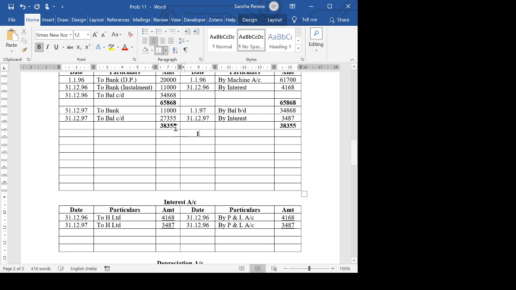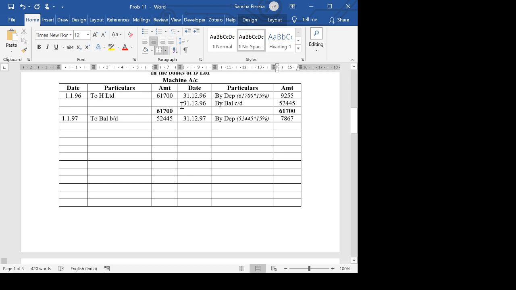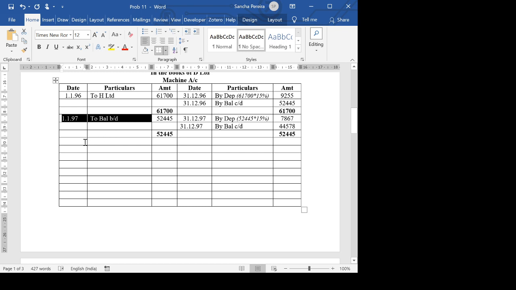First, by balance brought down, first January, 27355. We are yet to close the machine account. So by balance carried down here will be 52445 minus 7867, we get 44578. Close this. 52445, 52445, 44578.